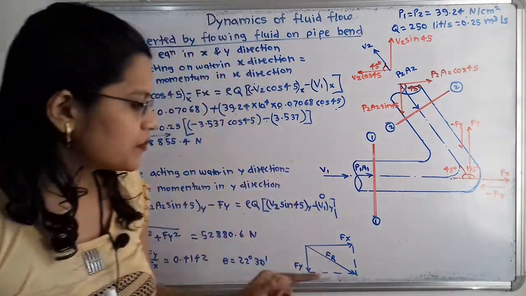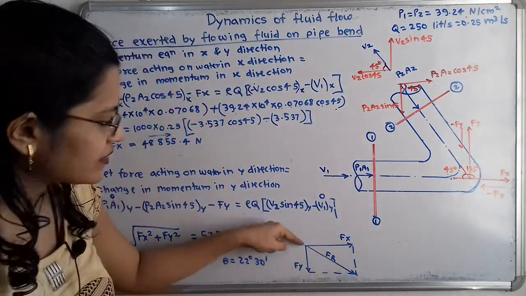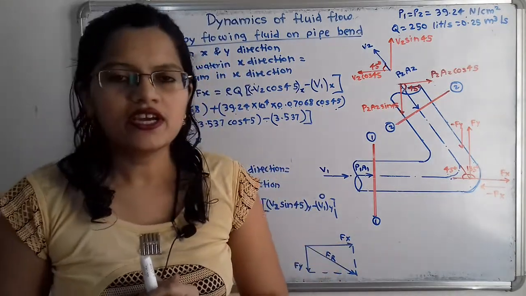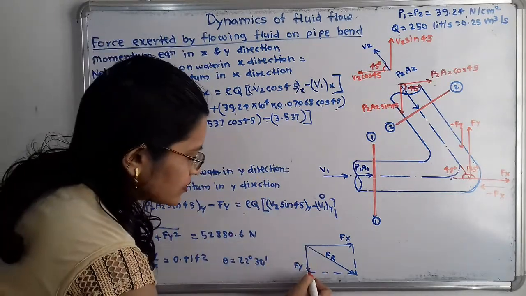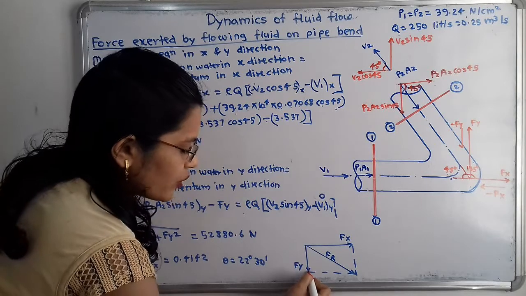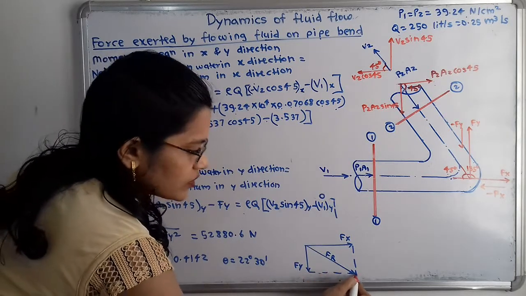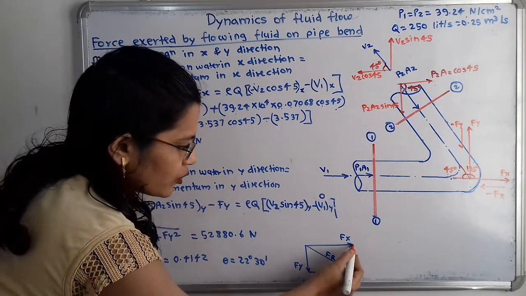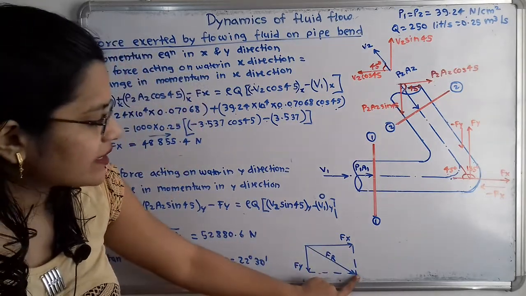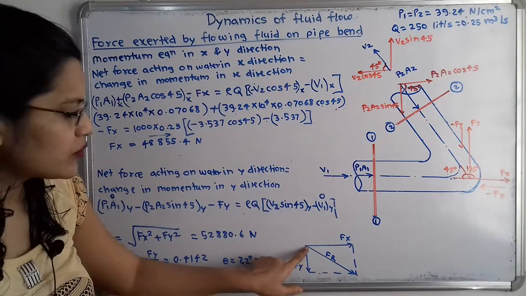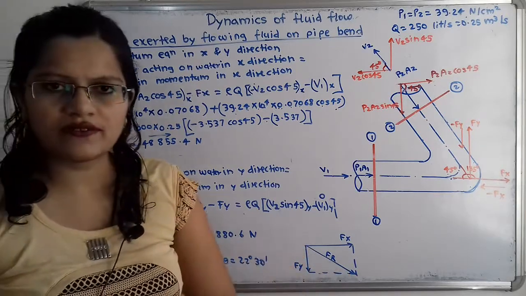We first plot the direction of Fx and the direction of Fy. Now how do we plot this resultant force? From the end point of Fy we take one horizontal construction line, and from the end point of Fx a vertical construction line. These two lines intersect at one point. So here is the resultant force Fr.